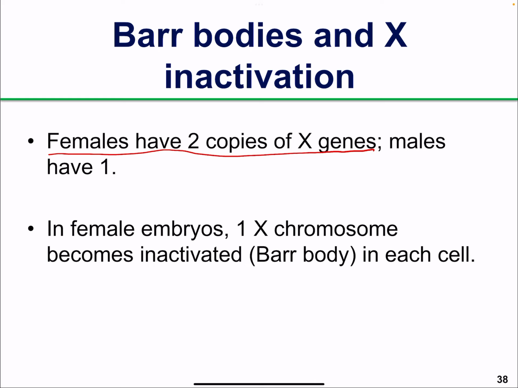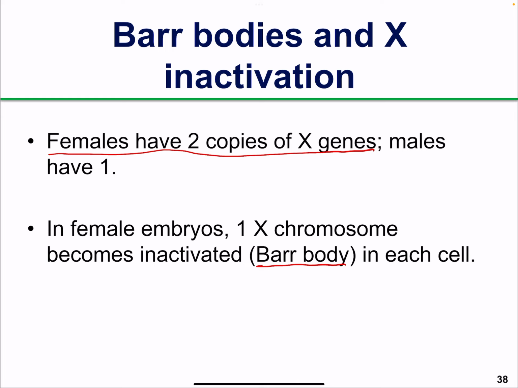And by the way, that silent X chromosome that is completely compact and very small is called a Barr body. That Barr body will not be able to express, right? And this is how females are going to compensate for having two X chromosomes.